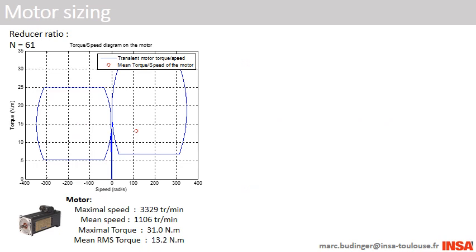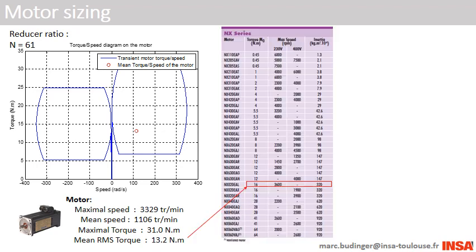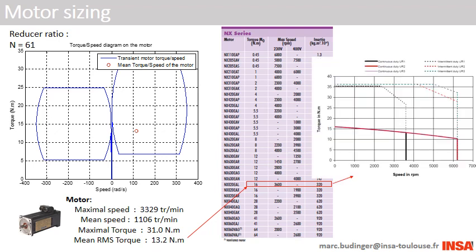The reduction ratio has been determined so that we use the motor at a pretty high speed, but still acceptable, allowing us to diminish the motor torque, thereby reducing its cost and mass. With a 61 reduction ratio for the reducer, we calculate an RMS torque of 13.2 Nm, which can be supplied by the chosen motor itself with a 60 Nm continuous torque. The same motor can deliver a maximum speed and a maximum torque compatible with our application. So finally, we can confirm the components' choice.